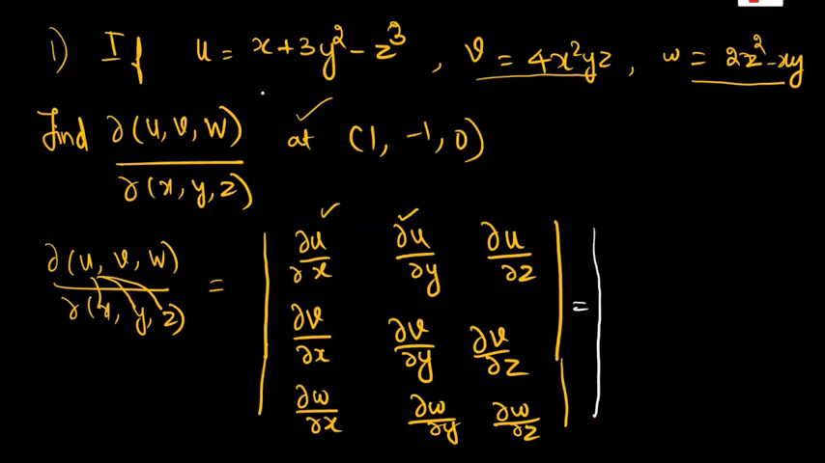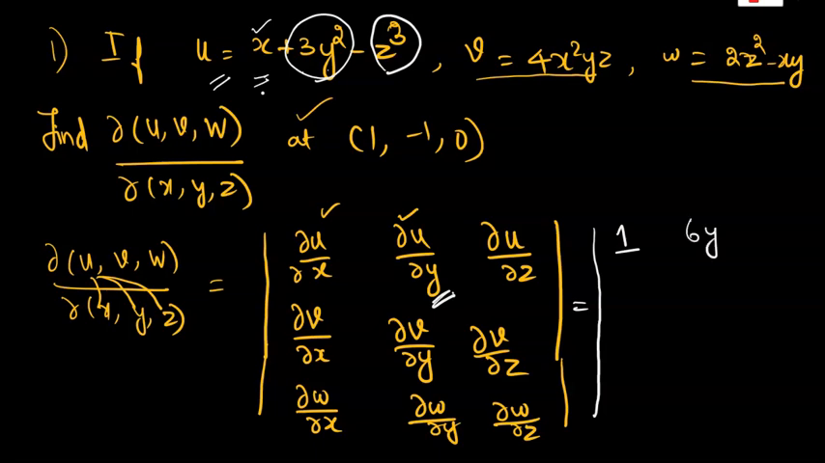Now let us find u with respect to x. If I differentiate u with respect to x, this 3y square is a constant and z cube is also a constant. x, if I differentiate, only 1. Now same thing, I'm going to differentiate u with respect to y now. So I will differentiate only the y terms. So here x will become a constant, 0. 3y square differentiation is 6y. Again, z cube is just a constant. If I differentiate, I'll get 0.